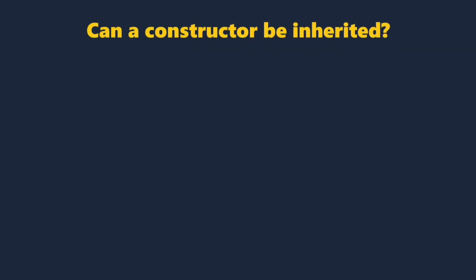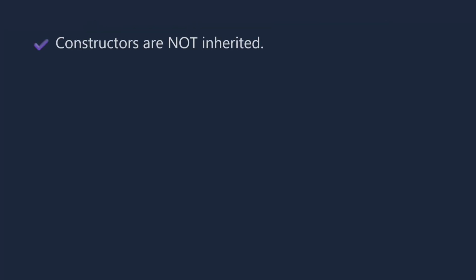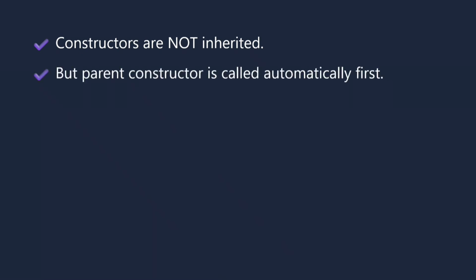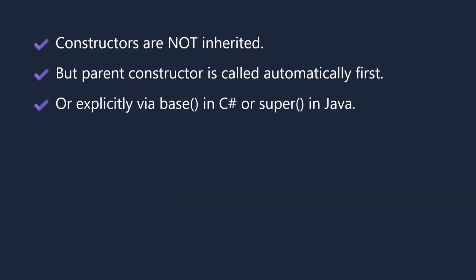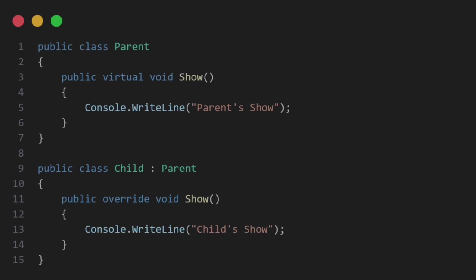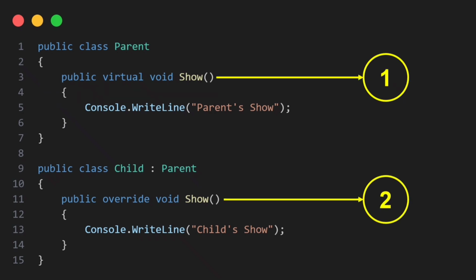Next question is, can a constructor be inherited? Answer is, constructors are not inherited, but when you create a child object, it automatically calls the parent constructor first. You can also explicitly call it using base in C# or super in Java. So in this example, when you create a dog class object, first animal class constructor runs, then dog class constructor will run. This ensures parent properties are set before child properties.